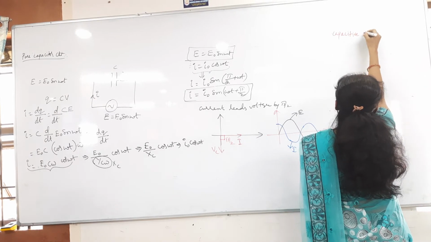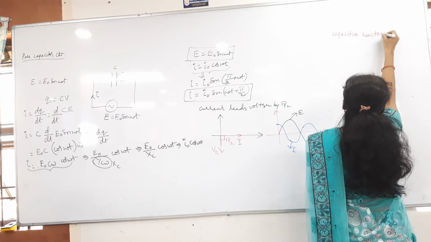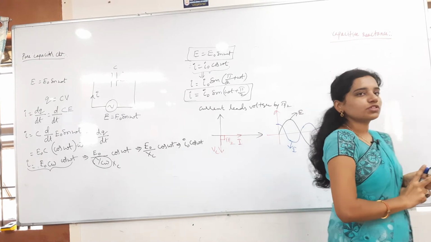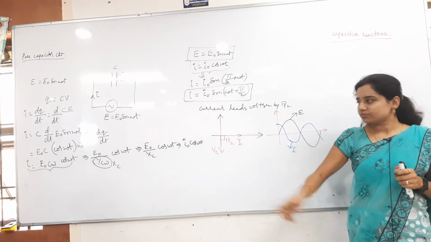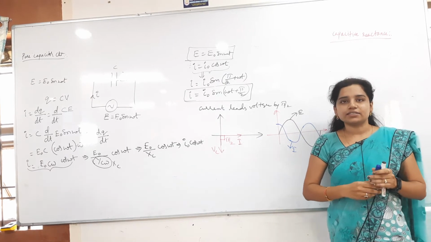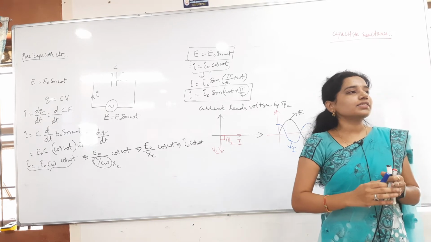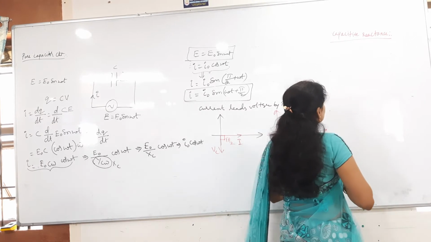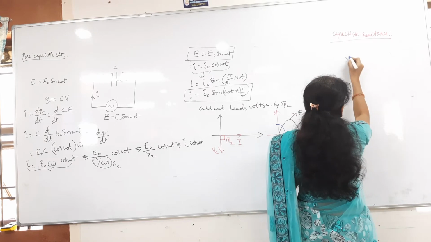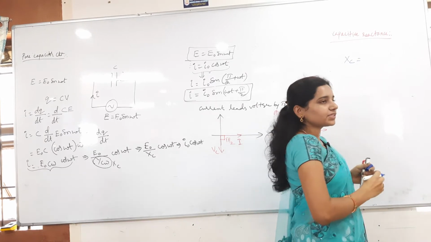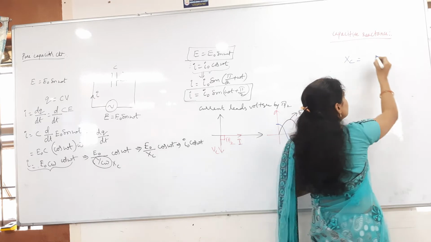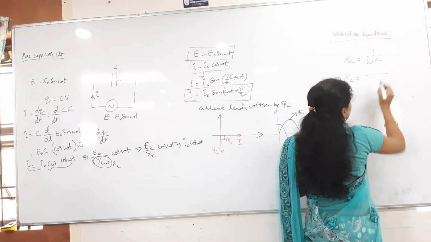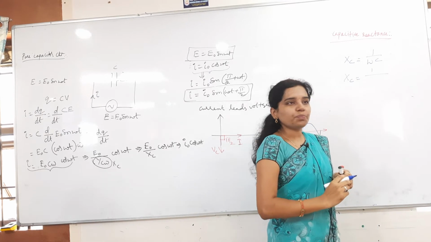Capacitive reactance. So what is the reactance we have taken there? Reactance is XC, a resistance offered by the capacitor. So XC is known as the capacitive reactance. Here XC is equal to 1 by omega C, and what is the omega formula for us? 2 pi f. So XC is 1 by 2 pi f into C.